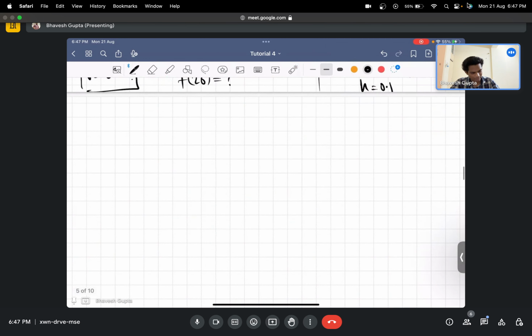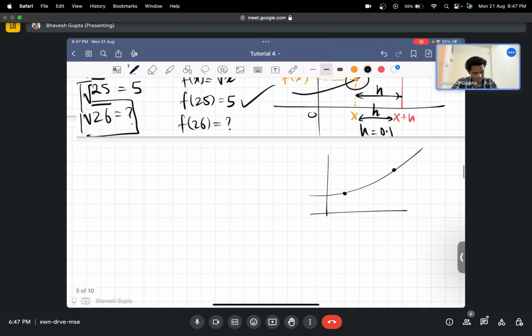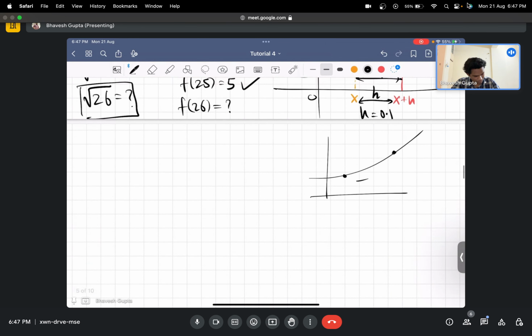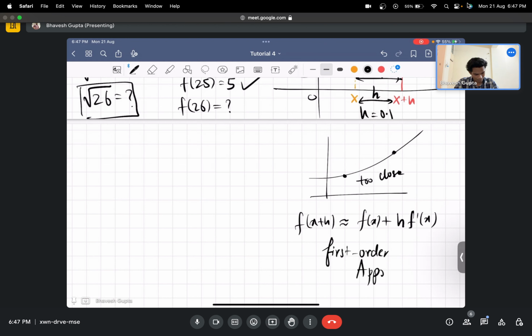So what I'm trying to say is that if these two points are very close, too close, you can approximate this as f of x plus h times the derivative of f at x. This is called the first order approximation. That's the language people use here.